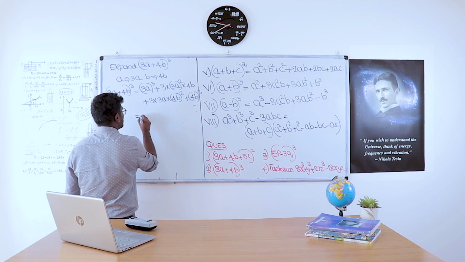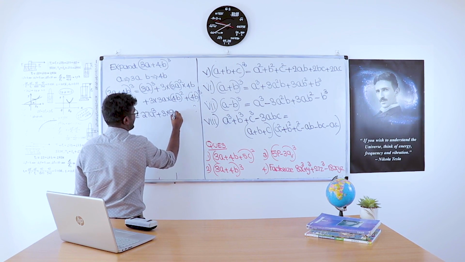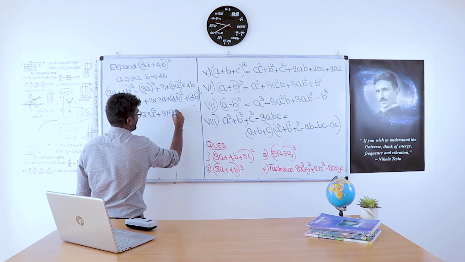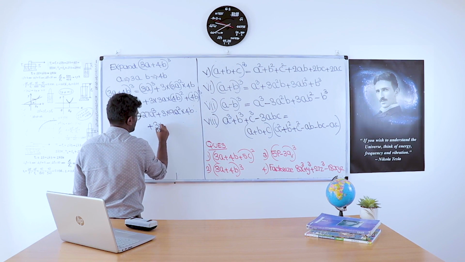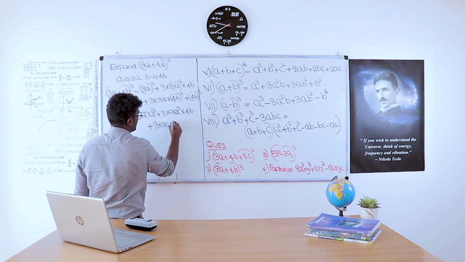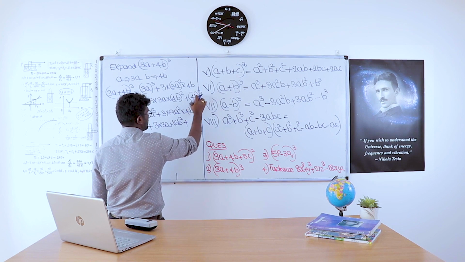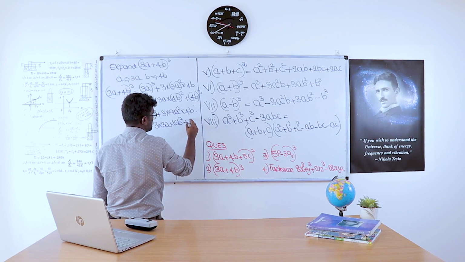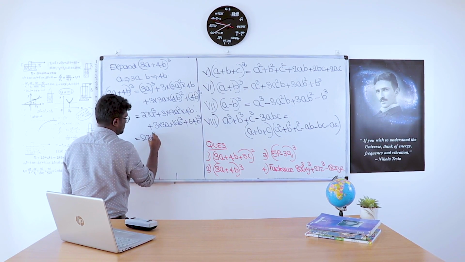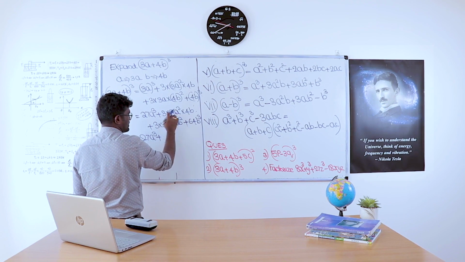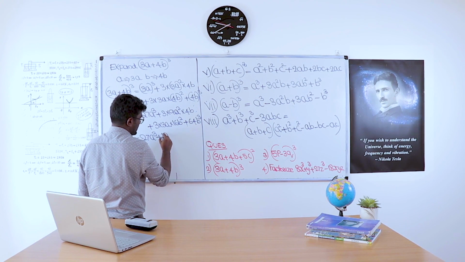So here is 27a cube plus 3 into what is 3 square? 9. 9 into what is a square? 9a square into 4b, plus 3 into 3a into what about 4 square? 16, 16b square, plus 4b cube. 4b cube means 4b the whole cube means 4 cube is 64, 4 into 4 into 4, 16 into 4 is 64b cube. That is equal to 27a cube plus 9 into 3 27, 27 into 4 20 into 4 18, 7 into 4 28. That is 108.